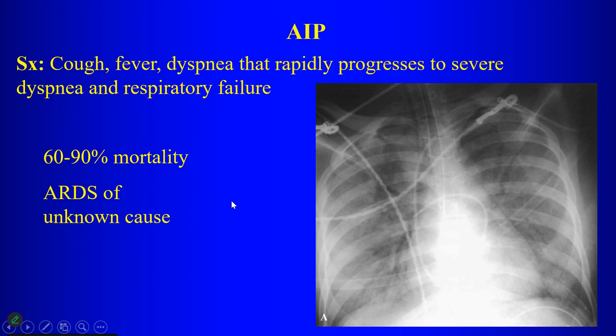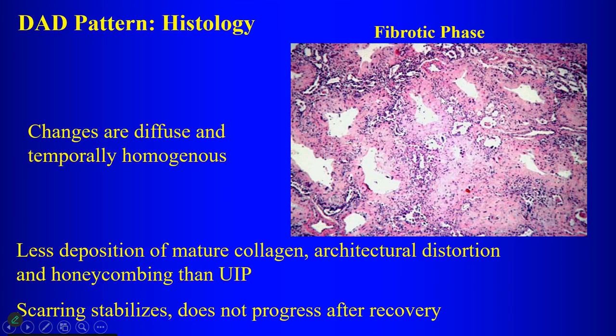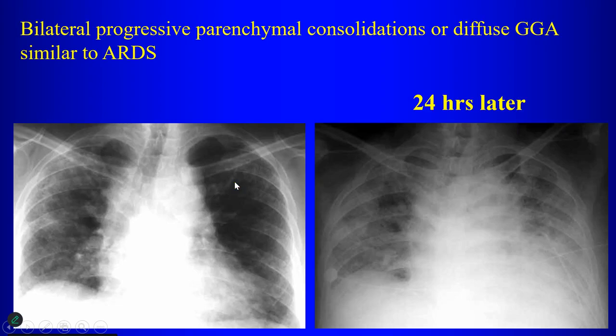So just like ARDS, you might have cough, fever, shortness of breath, rapid progression to severe shortness of breath and respiratory failure. It has a very high mortality. As you know, we've gone over the histology of ARDS, so obviously this is going to be the same: the exudative phase where everything is spilled out into the alveolar air spaces, and then a proliferative phase, type 2 pneumocytes, and then a fibrotic phase where that stuff becomes incorporated into the alveolar walls, and you wind up with thickening of the alveolar walls and the interstitium. That's a continuation of the thickening here from the fibrotic phase of ARDS.